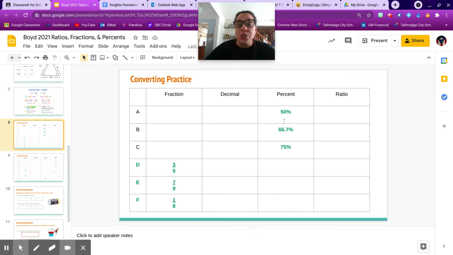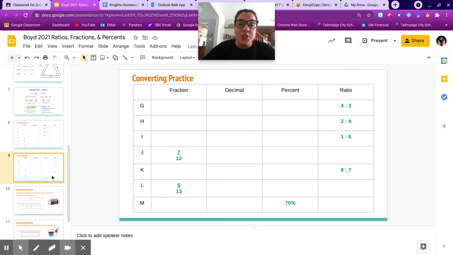So for the first 3, I gave you the percent. You're going to write the fraction, the decimal, and the ratio. The next 3 are fractions. You're going to turn them into a decimal, a percent, and a ratio. The next 3 are ratios, and then it kind of skips around after that. I'm going to go back and do a couple of examples with you in just a minute.